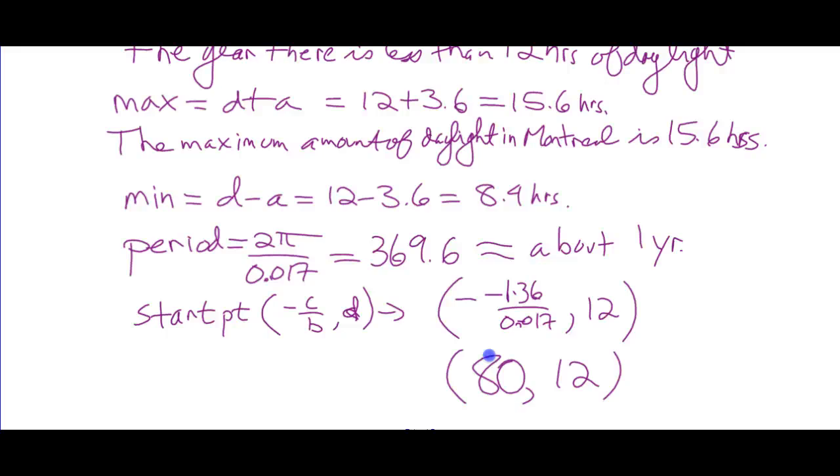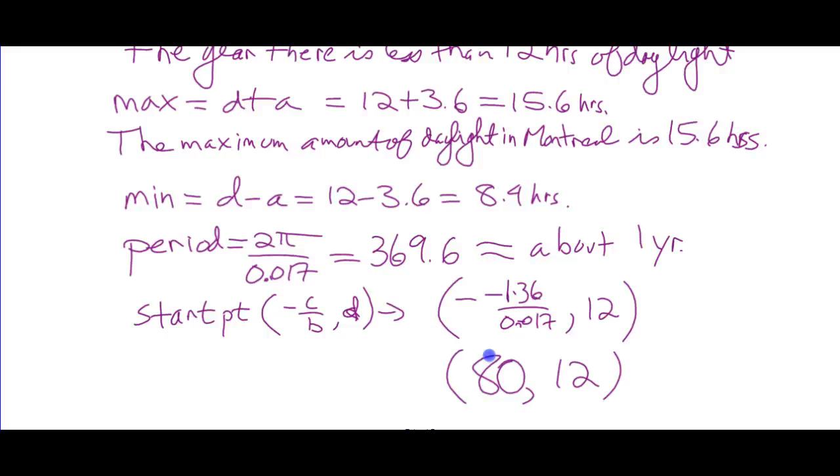How do we get to 80? We're going to go 21 days. So where are we? March 23rd. What's March 21st? The first day of spring. It's the equinox. It's when we first hit 12 hours of daylight, right? So the start point is when you first hit the midline, which is 12 hours of daylight, and it's going up, right? After March, we get longer daylight.